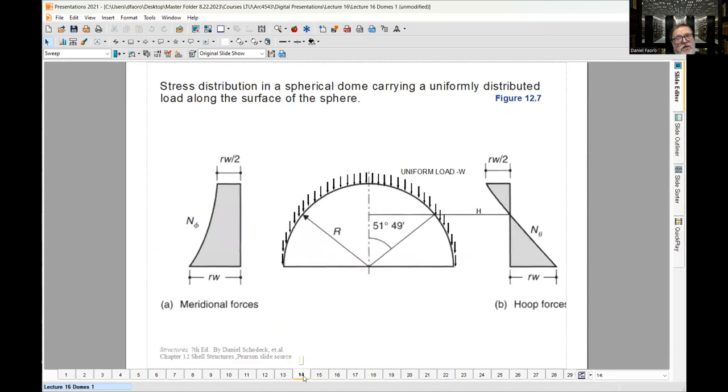So a stress distribution on a spherical dome carrying a uniformly distributed load on the surface looks something like this for the meridians. Smaller meridional forces up here, and larger ones down below. Again, because they're at the ground, they're carrying the largest weight. And what we said a moment ago, here it is, your 52 degree mark, the transition from compression up above to tension down below. And again, the bending stress beam analogy here shows you the neutral axis, you would say at that point, if this were a beam.